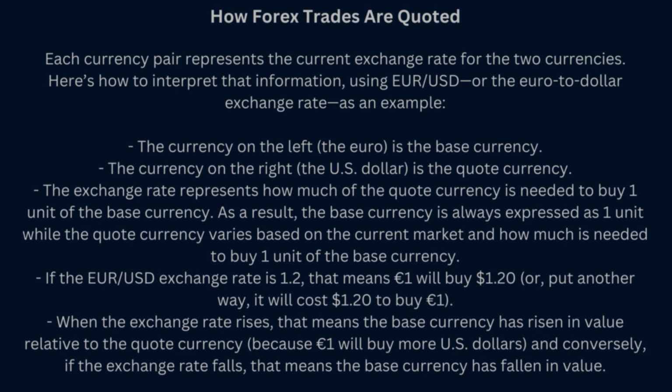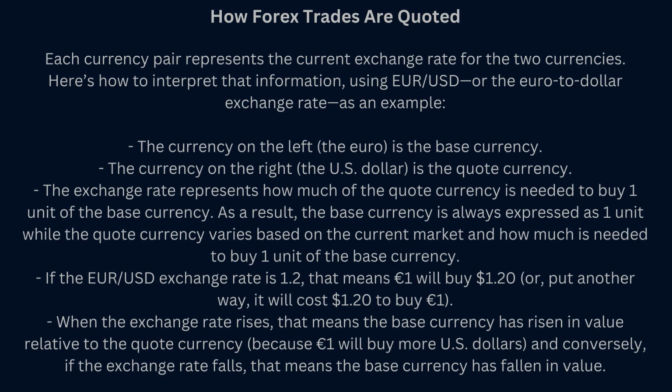Each currency pair represents the current exchange rate for the two currencies. Here is how to interpret the information. Using EUR/USD or the Euro to dollar exchange rate as an example, the currency on the left is the Euro, which is the base currency. EUR is the base currency because it's at the left, and the USD is the quote currency because it's at the right. So in a nutshell, when you have euro slash US dollar, EUR at the left hand side is the base currency, while the USD at the right hand side is the quote currency. Now the exchange rate represents how much of quote currency is needed to buy 1 unit of the base currency.